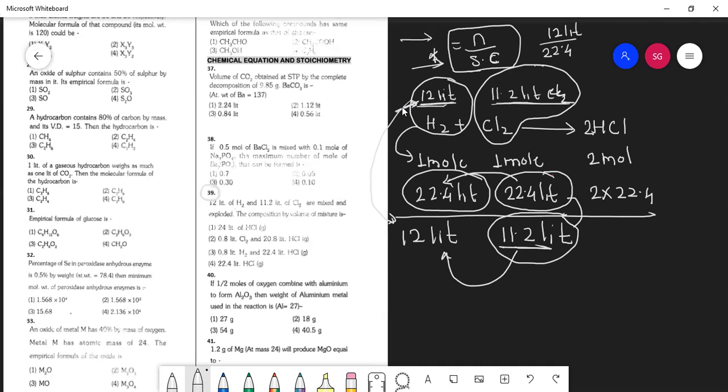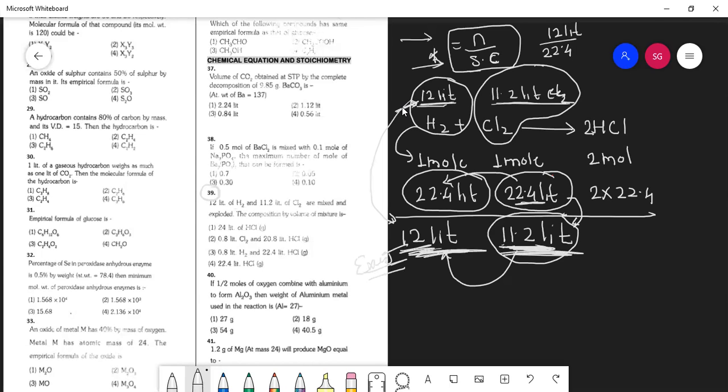And this will also be, no, this is 22.4. So this is 11.2, correct? Yes, sir. So this also should be how much? 11.2. And this is how much then? 12. This is excess. Understood? Yes, sir. That means this is 11.2.